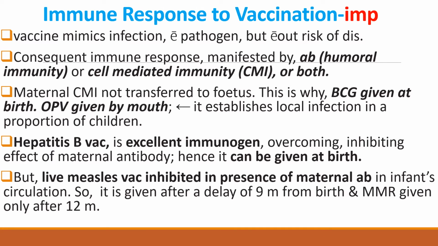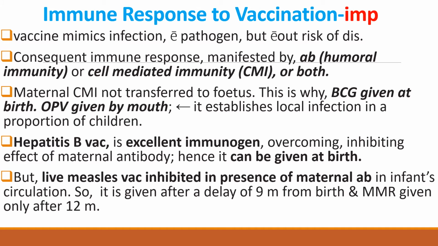Maternal cell-mediated immunity is not transferred to the fetus. This is why BCG is given at birth, and OPV is given by mouth. Why? Because it establishes local infection in a proportion of children. Hepatitis B vaccine is an excellent immunogen, overcoming the inhibiting effect of maternal antibody. Hence, it can be given at birth.